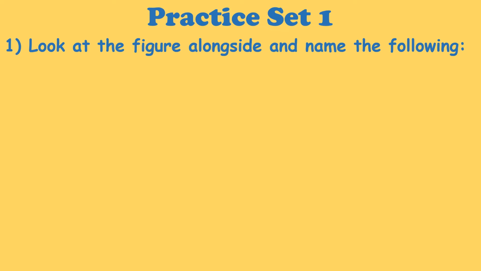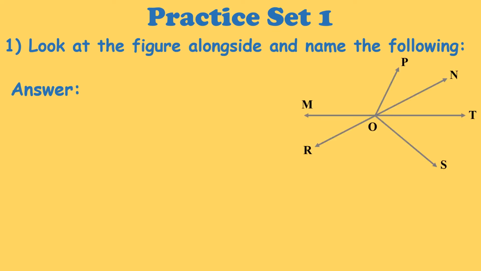So the figure is given here. The first thing which you have to find is collinear points. We will find those with the help of the information which we studied in the last lecture. So the collinear points given in this figure are points M, O and T. And the second set of collinear points which is given here are points R, O, N.